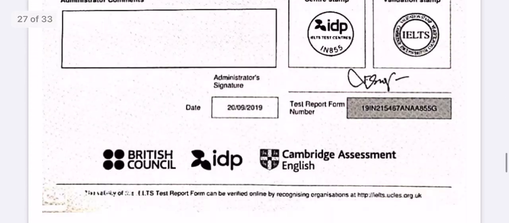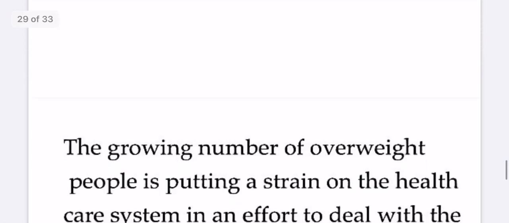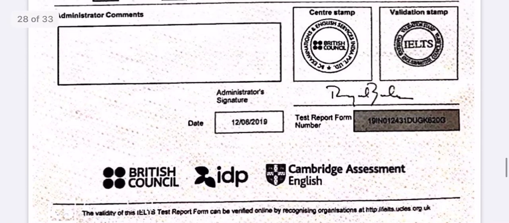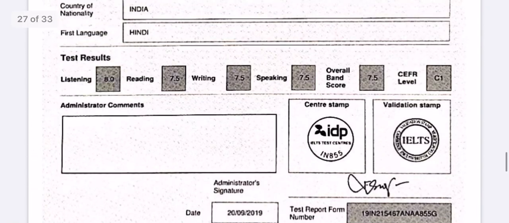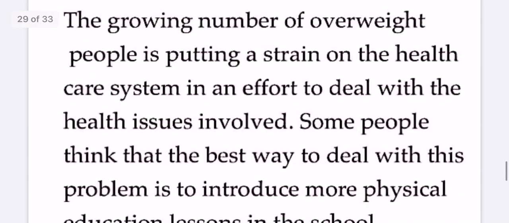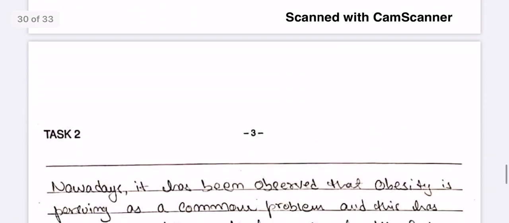These are the TRFs of the students. The examples which you have gone through right now were written by these students, and you can see they have grabbed 7.5 and 7 band in writing, and it is completely justifying that, yes, this formula is working and you can crack your IELTS examination.